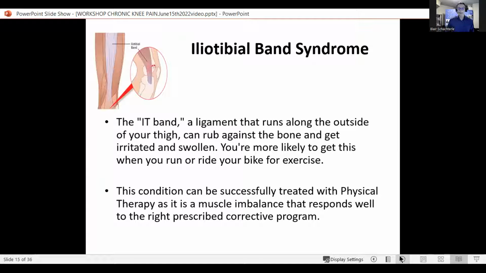Another injury we see is on the outside of the knee. So this is kind of on the outside of the knee, and this is called the IT band. So it's a ligament that runs down the outside of your thigh, and it can rub on the bone on the outside, and that creates irritation and swelling.